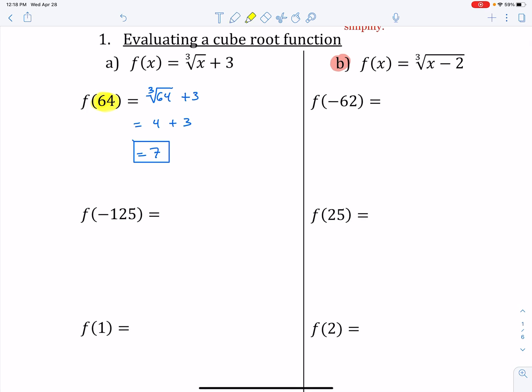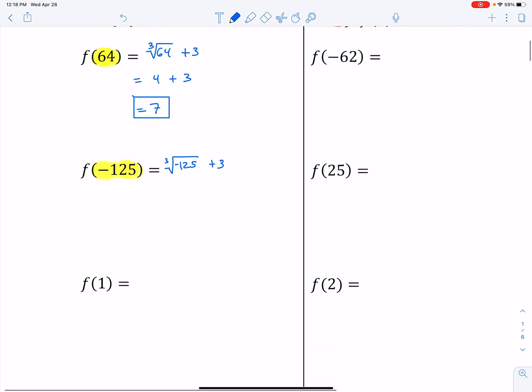We have a negative, and that is fine. Again, we can deal with negatives as long as it's a cubed root. And so we have the cubed root of negative 125, on the outside plus 3. The cubed root of negative 125 is negative 5, plus 3. So my solution is negative 2. Make that negative 2 a little bit bigger to see.